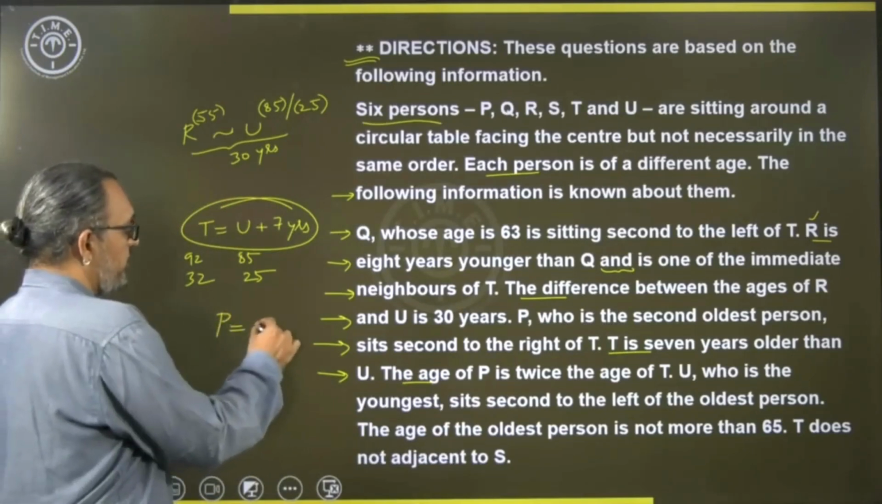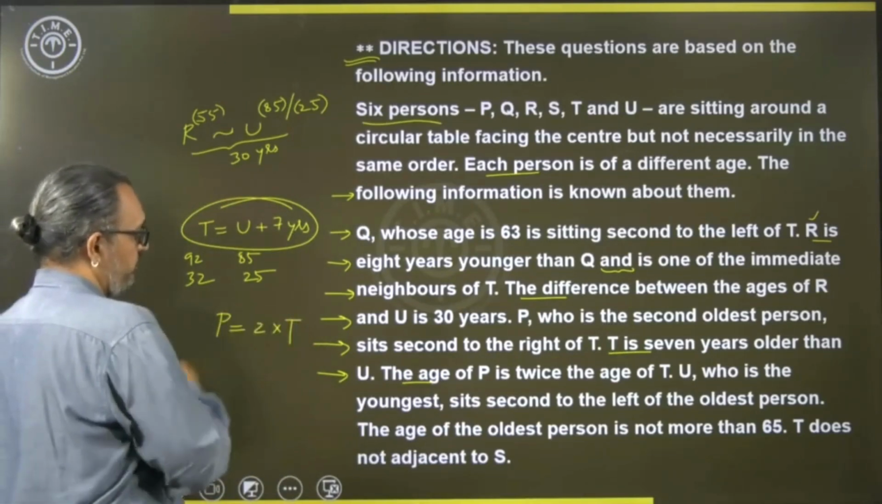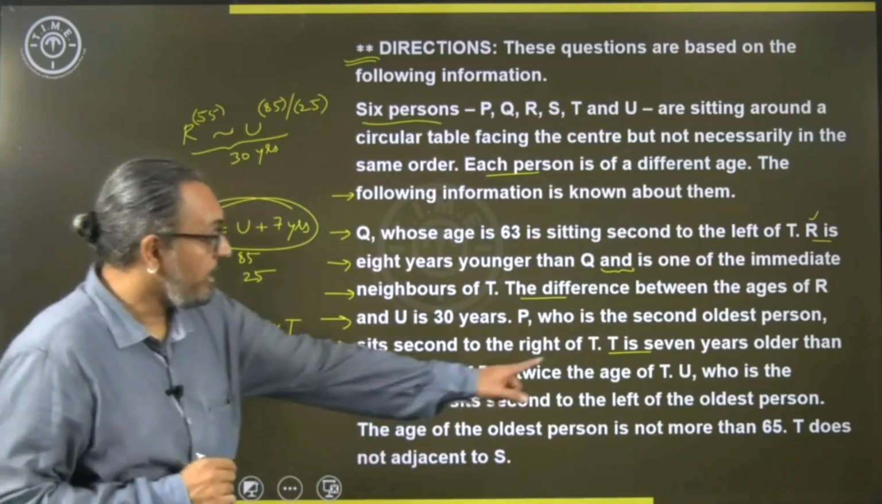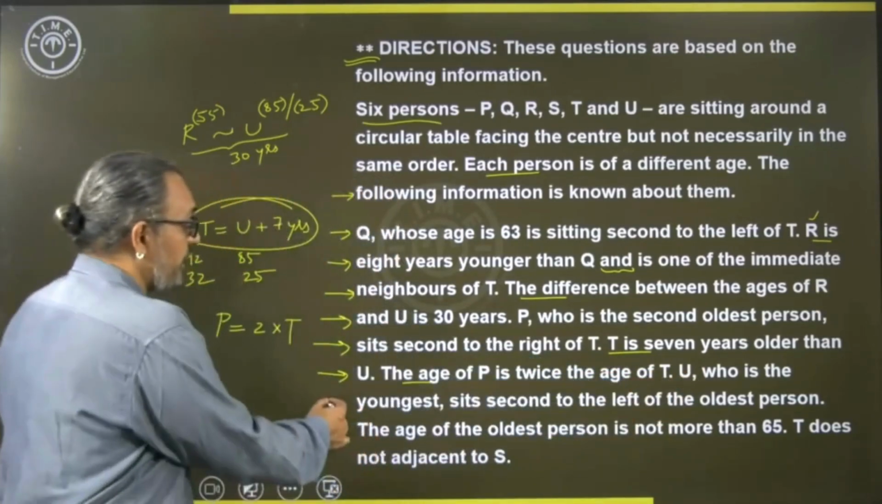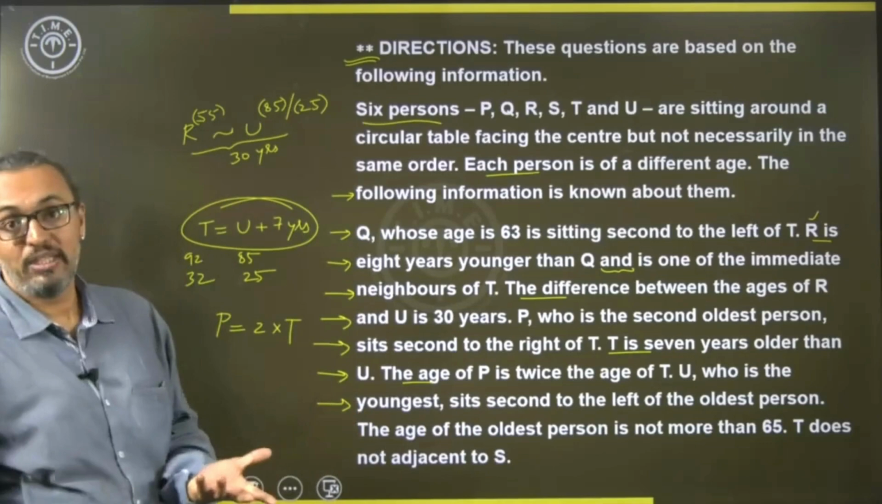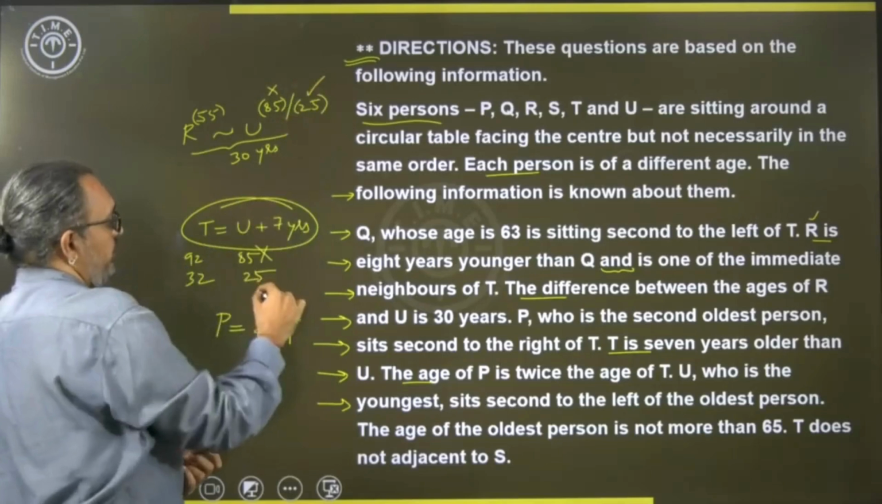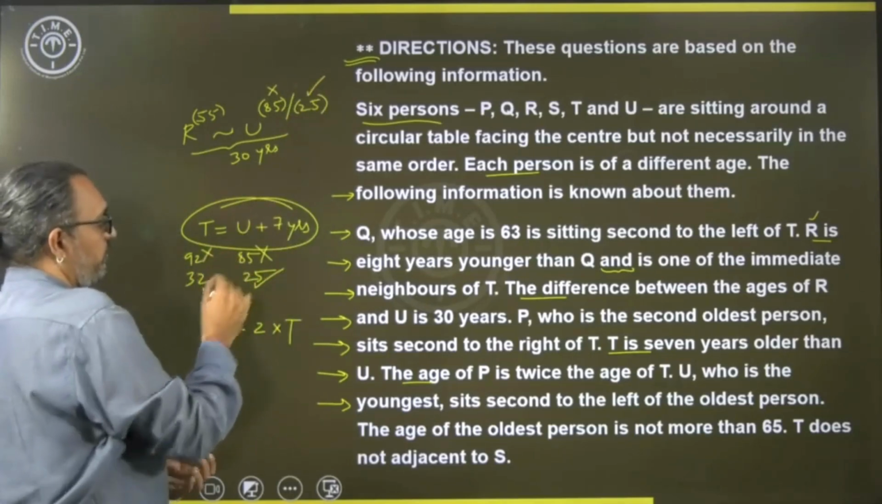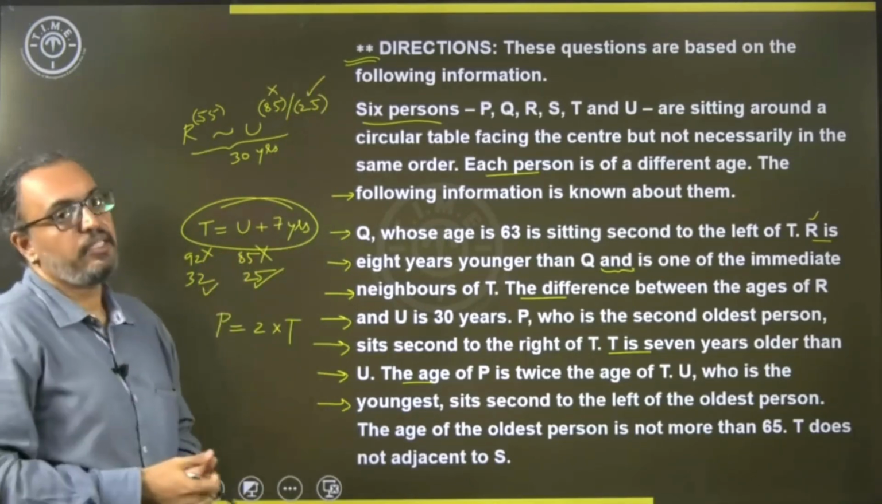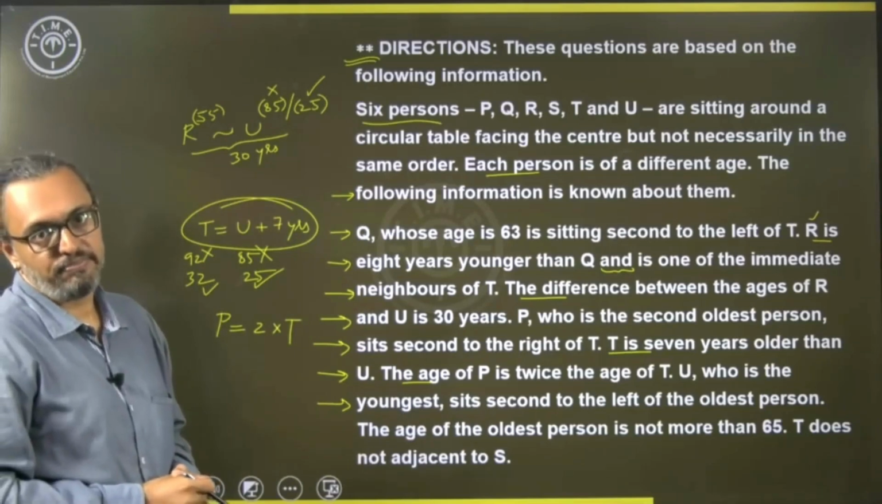Then next one, the age of P is twice the age of T. So, P is 2 times T. And then next line, U is the youngest. So, if U has to be the youngest, then you cannot have 85. It has to be 25, because 85 is definitely not the youngest.